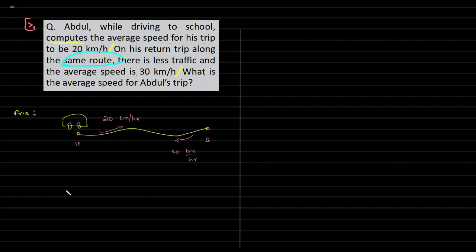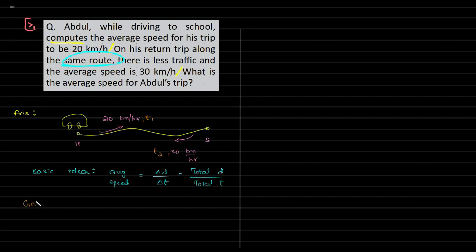Now, for any such question, the basic idea is this. We know that average speed is given by change in distance divided by change in time, or total distance by total time. So time for going and coming: let's keep the time for going as t1 and coming as t2. How do we go about this? Total distance we don't know, total time also we don't know.